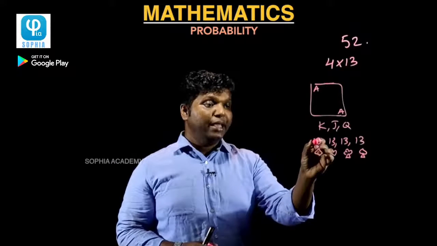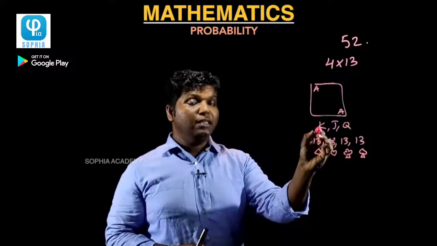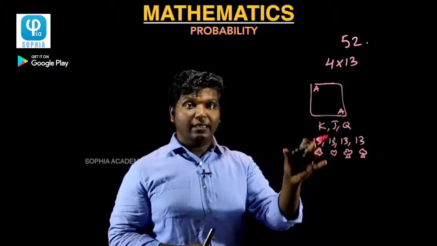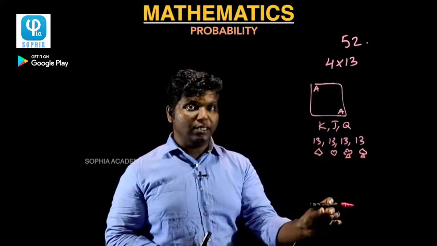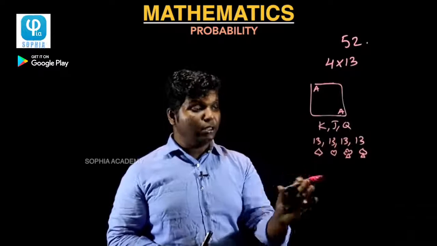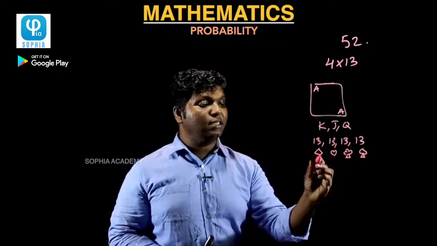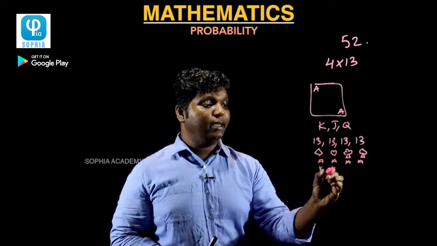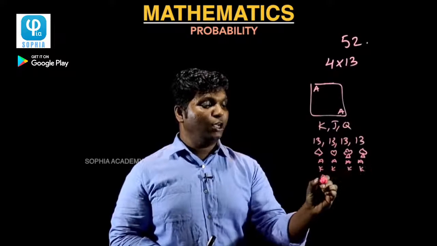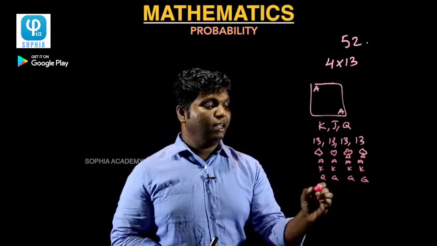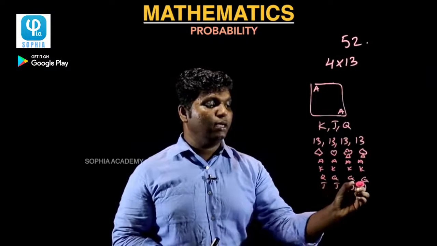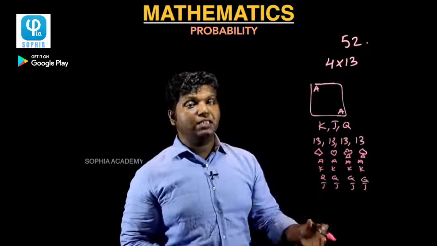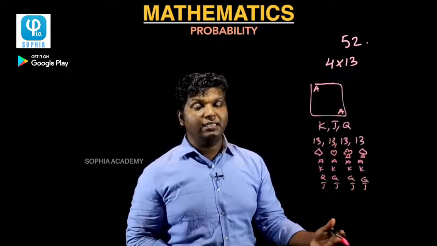So we can say that inside these 13 diamond cards, there is a king, a queen, a jack, an ace, and number cards. Inside this one also it is there. Inside this category also it is there. That means in each of these sets there will be one ace, one king, one queen, and one jack. And then the number cards 2, 3, 4, 5, 6, 7, 8, 9, 10. So these number cards are also there.